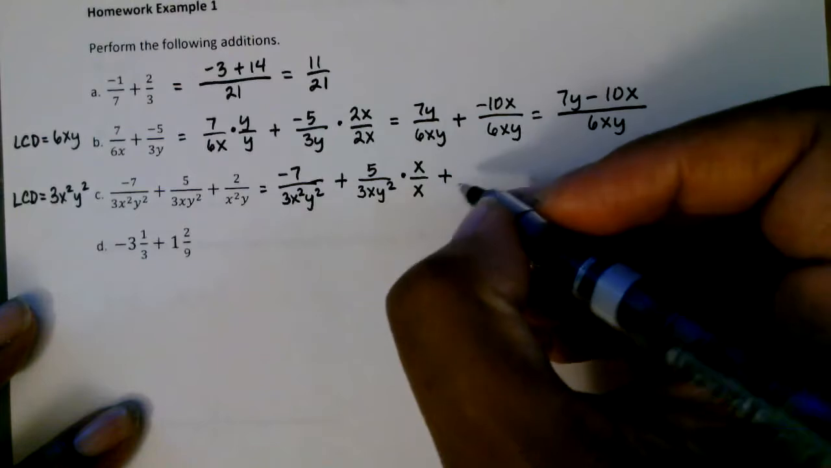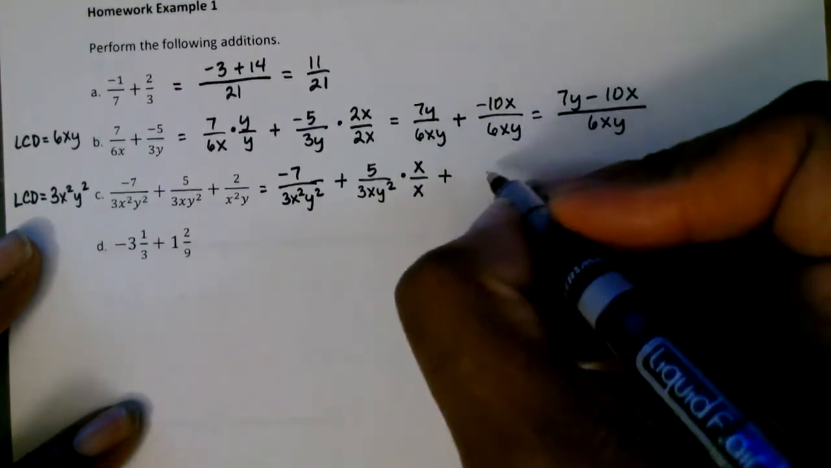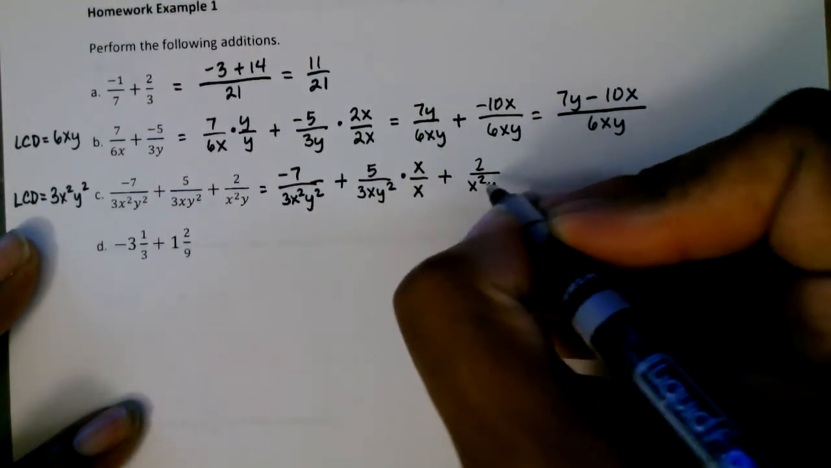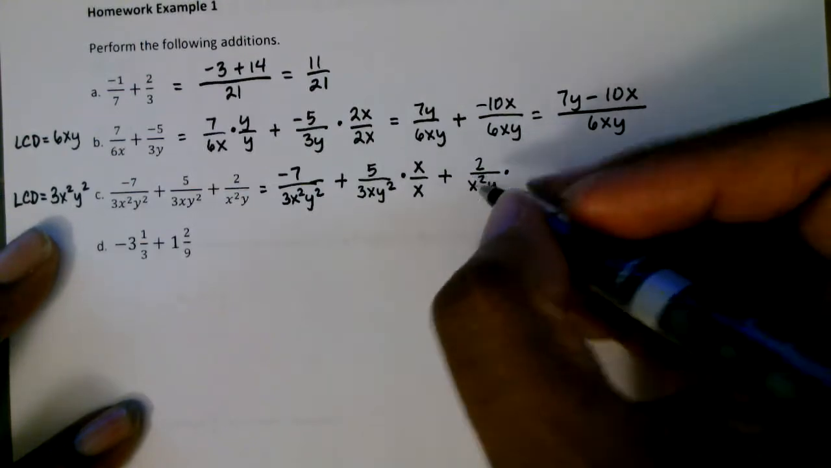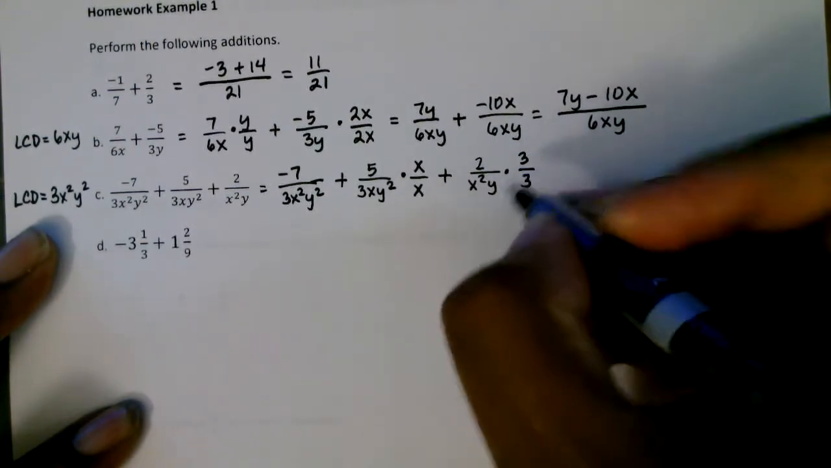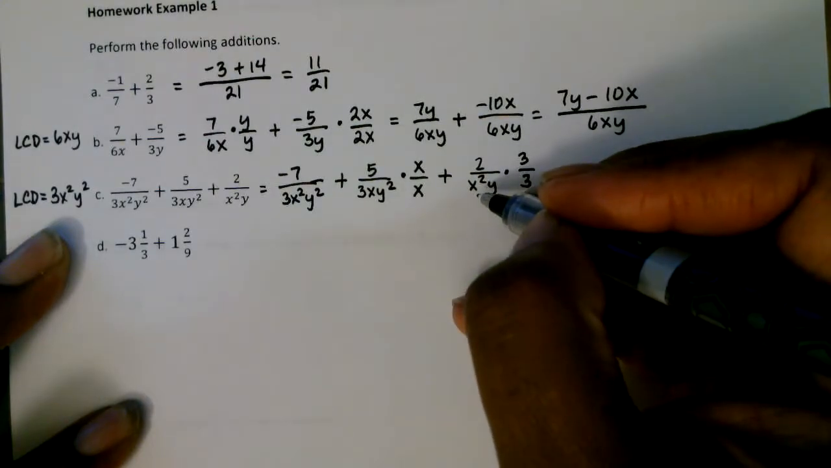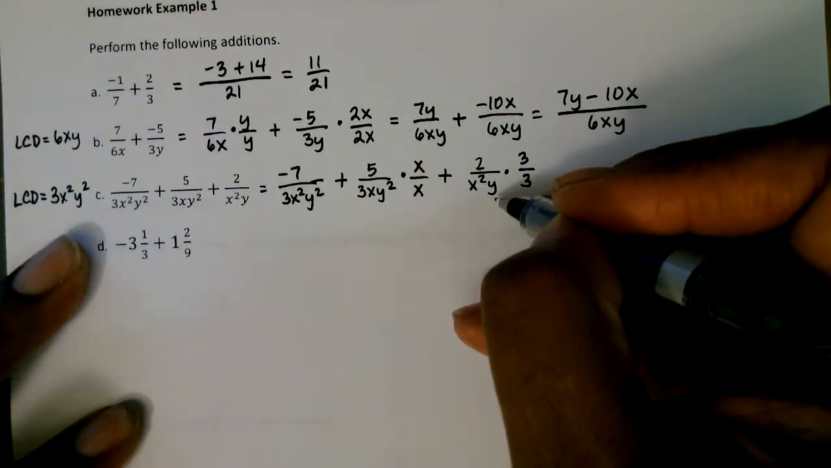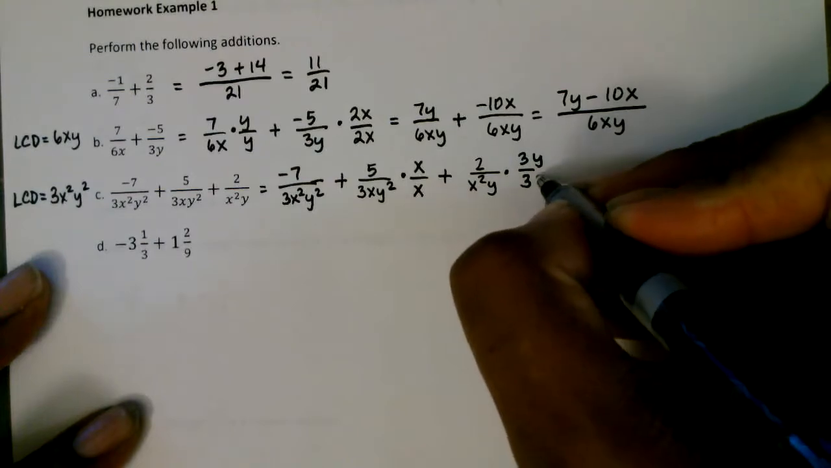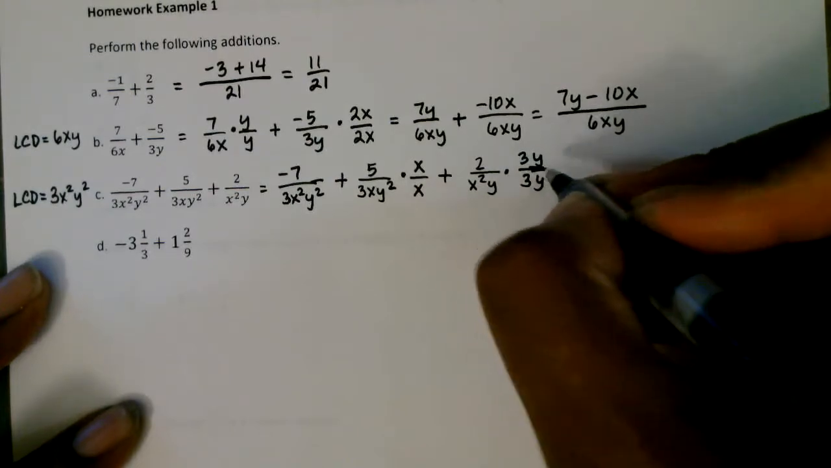And then plus the 2 over x squared y. Well, I'm missing a 3, so I need to multiply the numerator and the denominator by 3. I've got x squared. I'm missing a y. I need to make this y squared, so I need to multiply the numerator and the denominator by y.